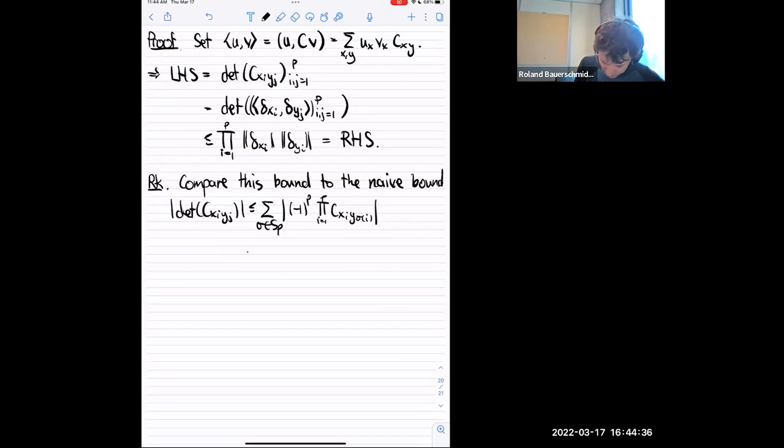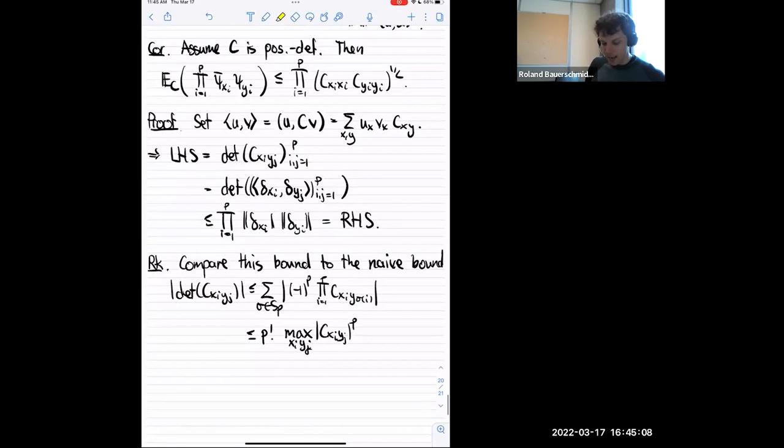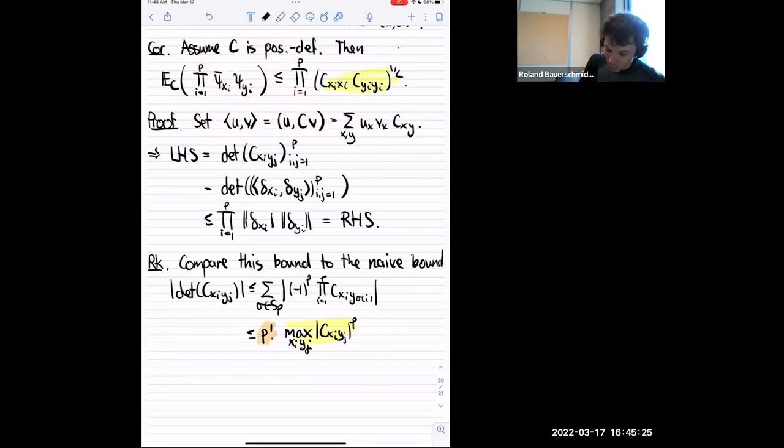Well, and then at this point, all you can do is take the number of permutations, which is p factorial, and then maybe you have a maximum over xi and yi of c_{xi yj} to the P. Now, how do these bounds compare? Well, in the cases that we're interested in, there's not much difference between the two yellow terms. But there's a huge difference between the p factorial in the second bound and no p factorial in the first bound.